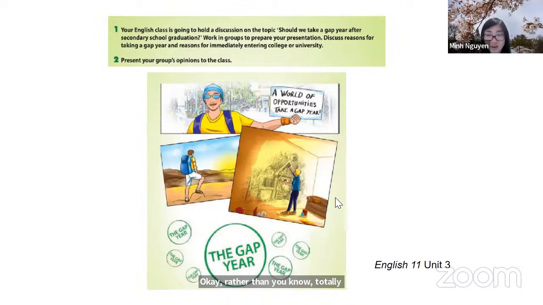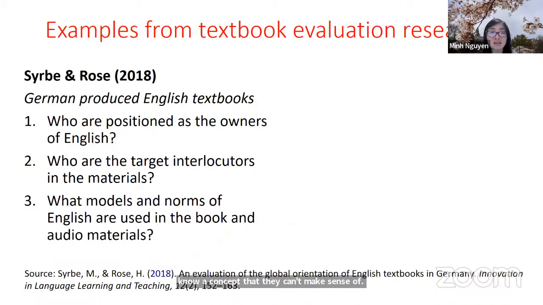All right, so this is another study that I also like to present here by Sybro and Rose in 2018, and they look at German produced English textbooks. And they ask three questions. Who are positioned as the owners of English? Who are the target interlocutors in the materials? And what models and norms of English are used in the books and the audio materials? Of course, there are more questions than that, but I want to focus on those three in the presentation.